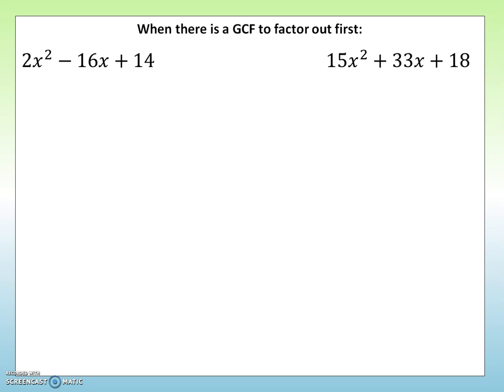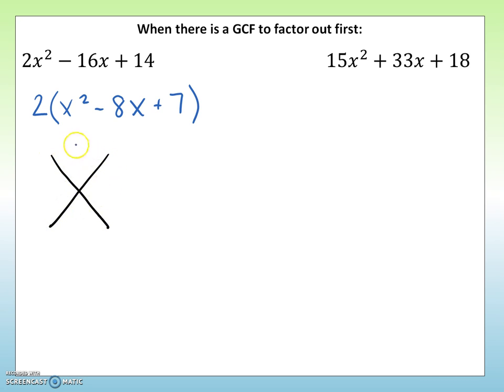So let's look. 2x squared minus 16x plus 14. The GCF that they all have in common is 2. Right, because each term is divisible by 2. Let's go ahead and divide 2 out of each term. We're left with x squared minus 8x plus 7. But we're not done, because now we notice that this inside can be factored more. So we're going to factor that more using the same methods as we previously did.